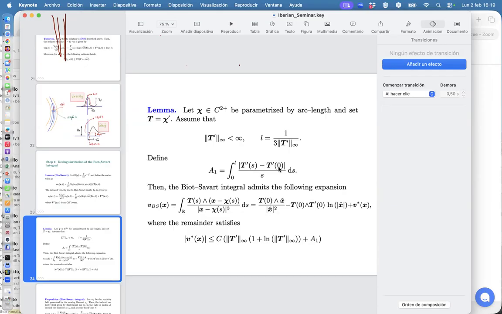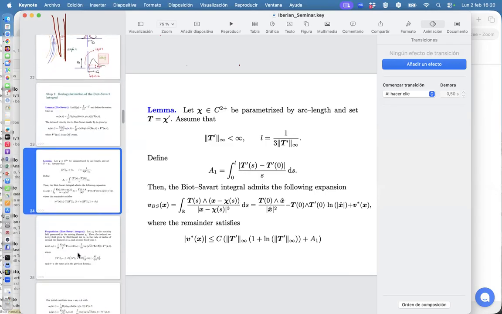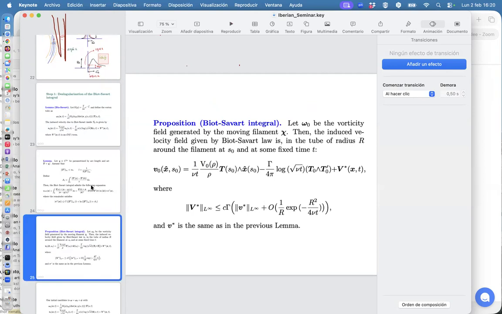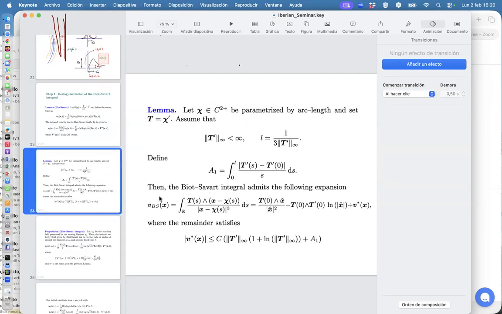And this log appears because of this Dini type condition. Why do I want to do this? Because I really want to rescale the problem. I really want to see how things depend on the curvature, for reasons that I will say later on. And this is for a given filament, so there is no time here, right? It is just a filament.